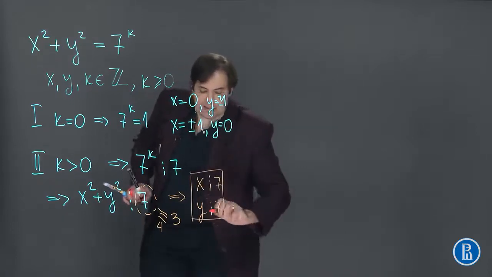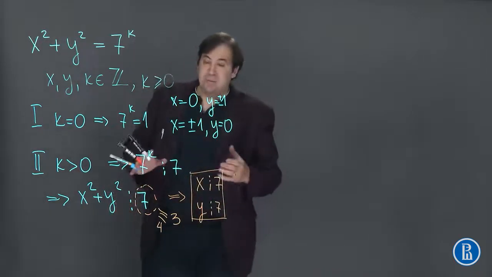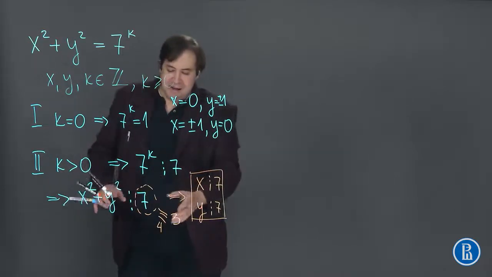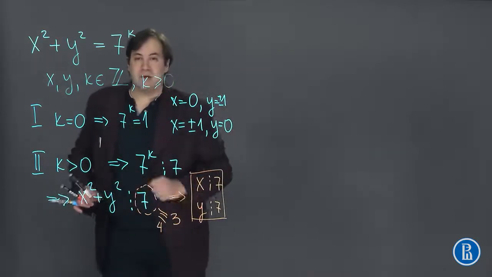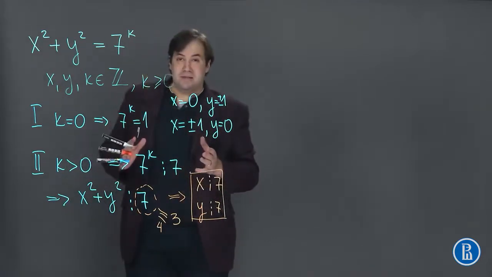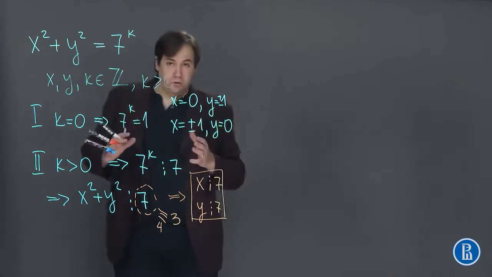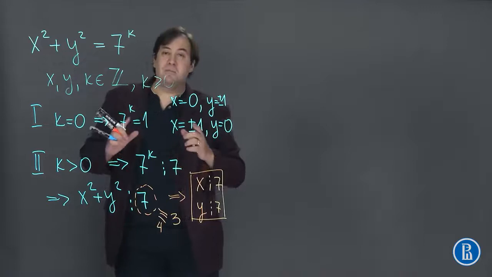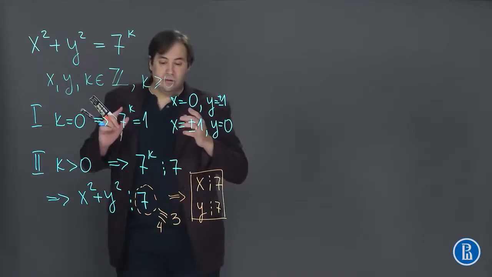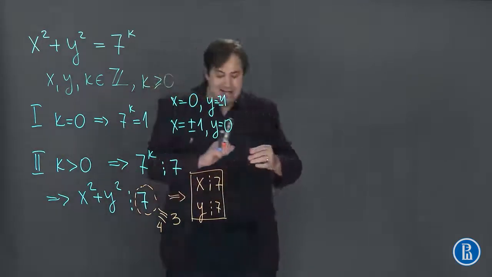Well, this is a conclusion we can make in case we remember the fact about the sum of two squares and primes congruent to 3 modulo 4. In case we don't remember this, well, it's simply a bit more work to do. We can check all possible remainders of squares modulo 7 to come to the same conclusion.